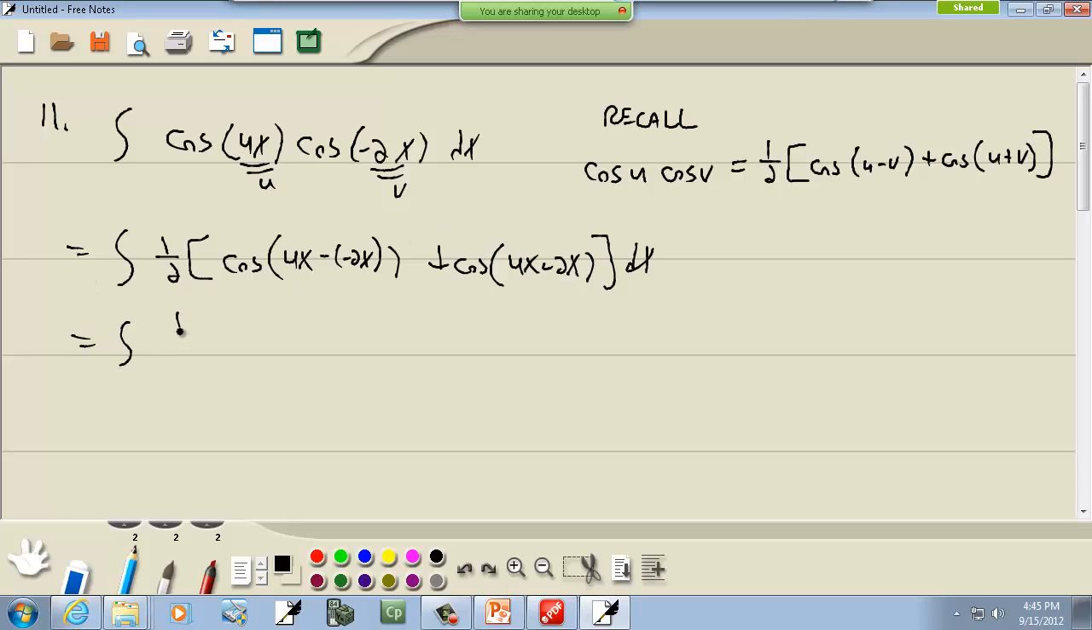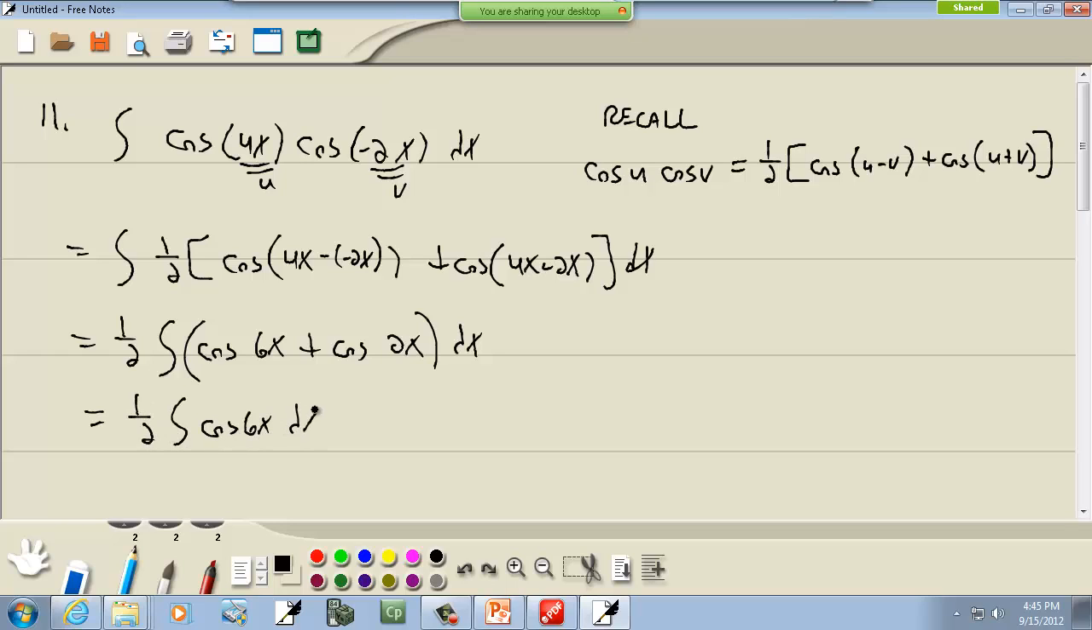So then this becomes, actually the 1/2 I can put out in front, so I don't have to worry about it. This becomes cosine, negative negative becomes positive, 4x plus 2x is 6x. And here 4x minus 2x gives us 2x dx. Let me split those into separate integrals. So that'd be 1/2 cosine 6x dx plus 1/2 cosine 2x dx.